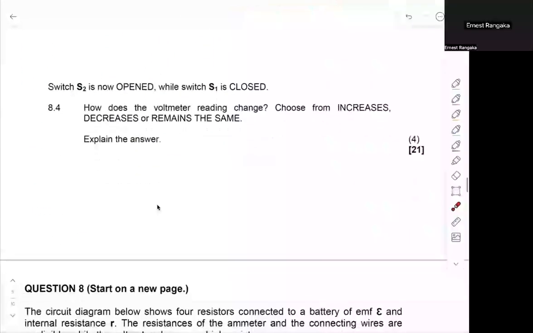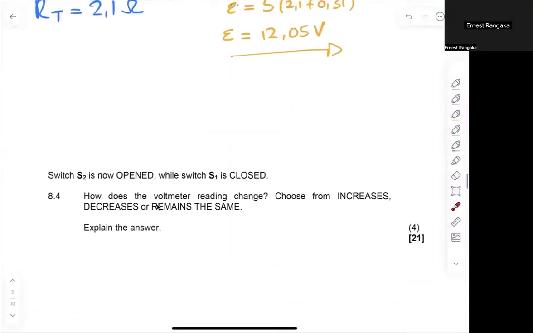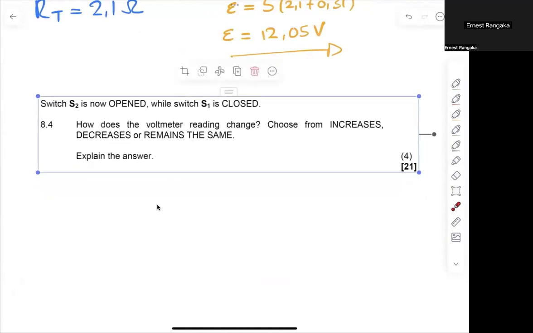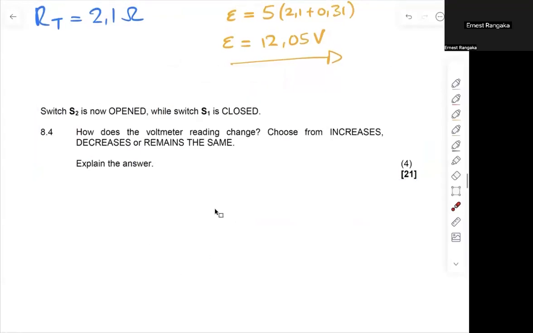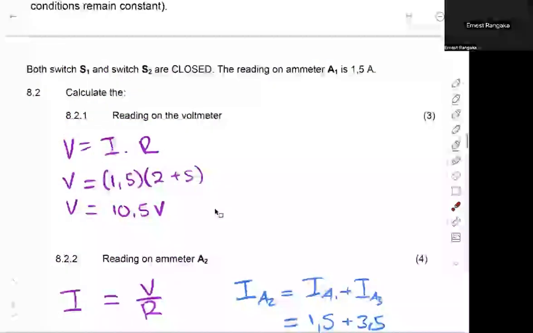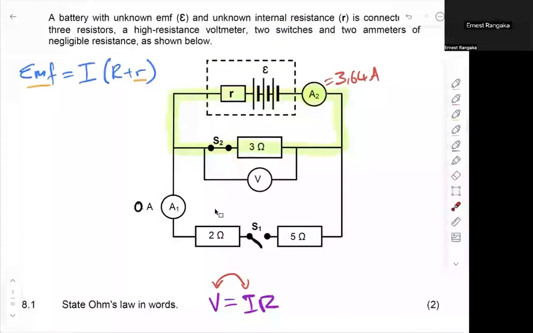Fantastic. And then finally, to wrap this particular question up here, we've got switch S2 is now opened while switch S1 is closed. How does the voltmeter reading change in this case, right? So let's quickly go back and look at what happens. So they said switch S2 is opened while switch S1 is closed. So let's quickly go back to the beginning. And then what happens here, let me do it in purple.